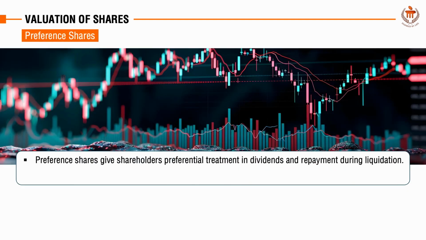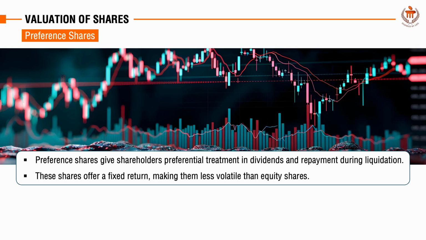Preference shares are a form of share capital that gives shareholders preferential treatment in terms of dividends and repayment in case of liquidation. These shares offer a fixed return, making them less volatile than equity shares. Let us quickly discuss the main characteristics of these shares.